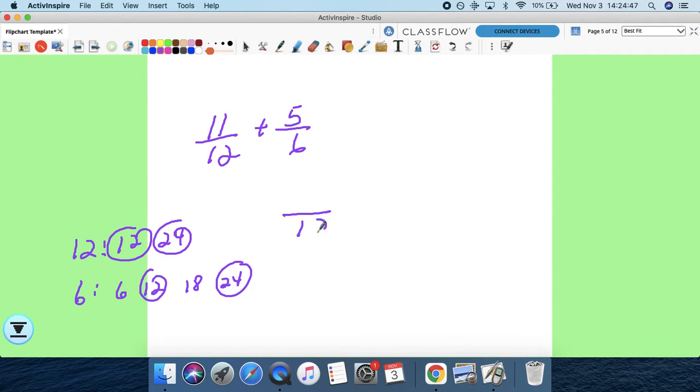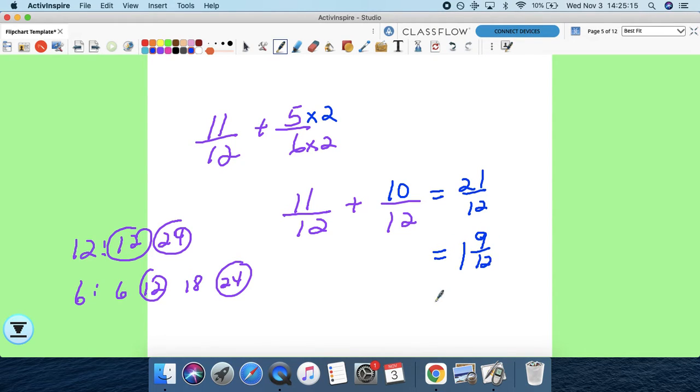So it's 12. And the 6 here can be 12. So 11 over 12 stays the same. But this one, we have to make a change. So 6 times what is 12? Times 2. So on the top here, it has to be times 2. And 5 times 2 is 10. 11 plus 10 is 21 over 12. And if you change that to a mixed number, you get 1 and 9 over 12. And if you simplify that again, it becomes 1 and 3 over 4.